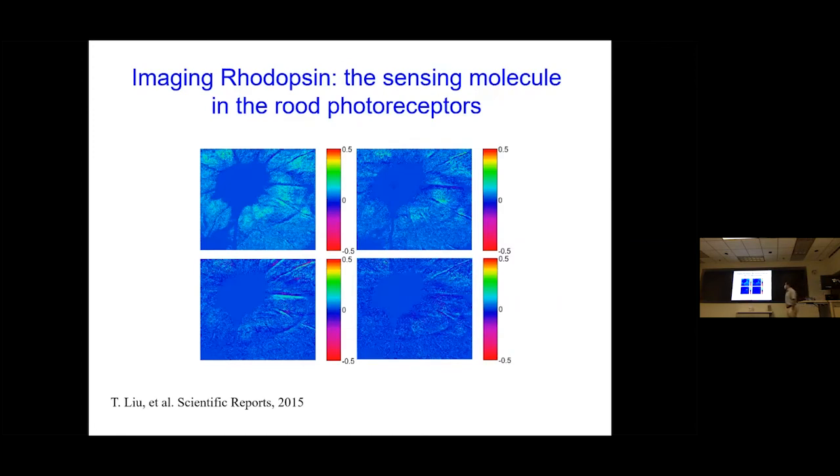We also do functional imaging. This just shows a result of molecular contrast with OCT. Basically, we use different wavelengths of broadband light to image the sensing molecule in the photoreceptors, like the rhodopsin. This one just showed you the results. With different exposures of light, we image the reflection of the light from the retina, and you can see the bleaching effect. All of these are caused by the bleaching of the rhodopsin molecule.